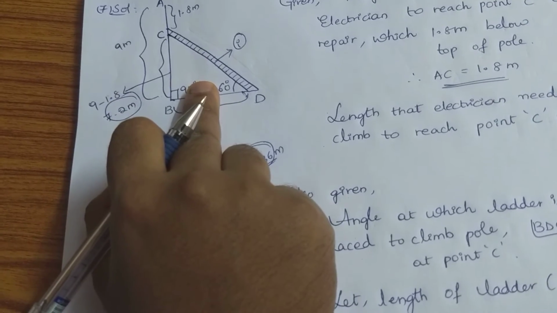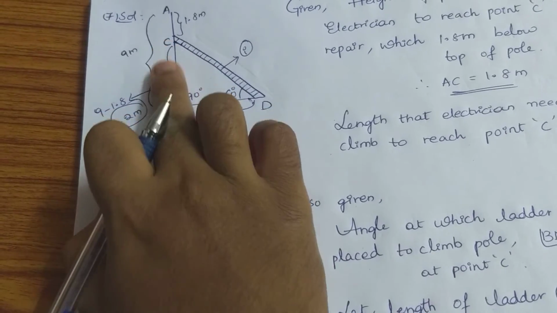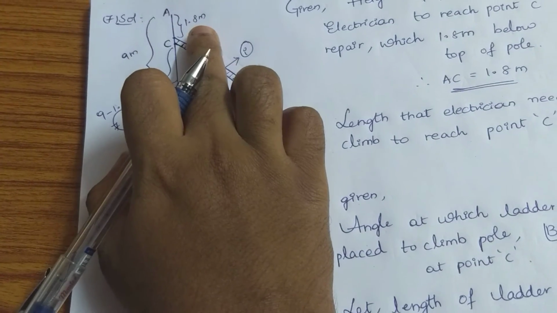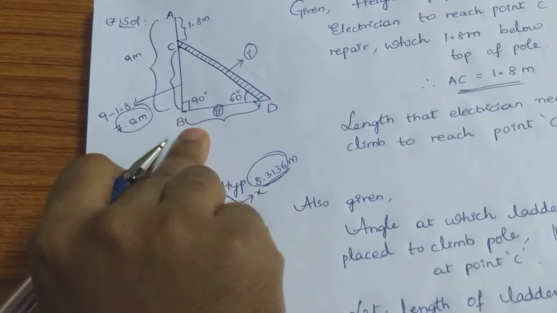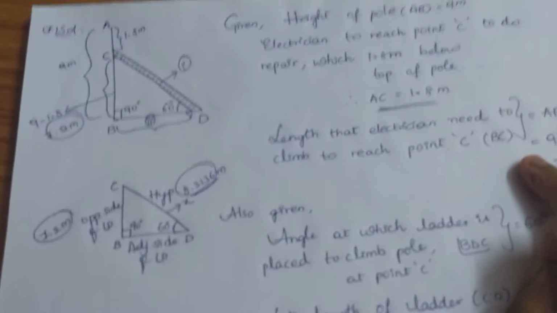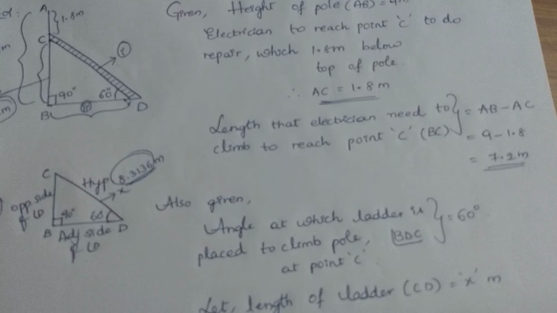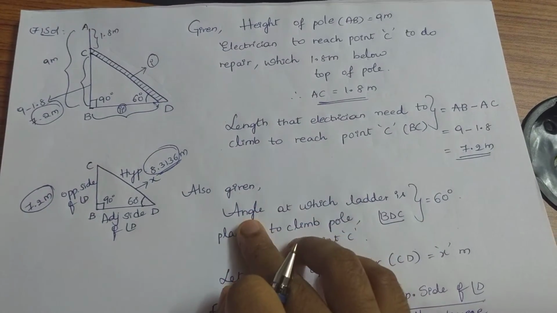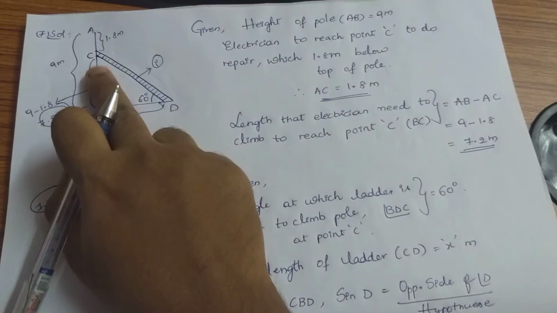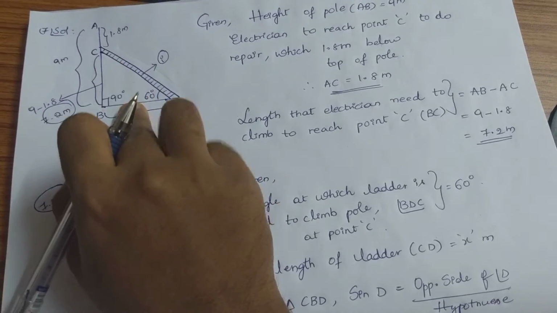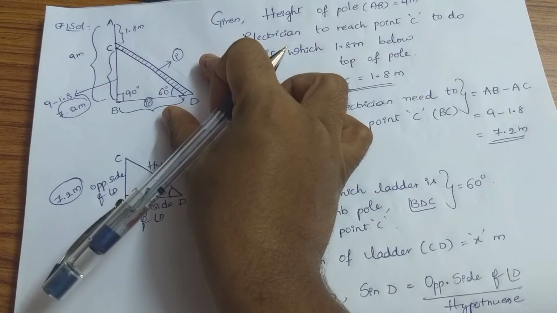With the right angle triangle, how to find this BC side? It's nothing but the total height of the pole minus this AC length. You will get the BC length value. That itself I have written as 7.2 meters. After that we know the BC value and one of its angles, so it's easy to find the other two sides.